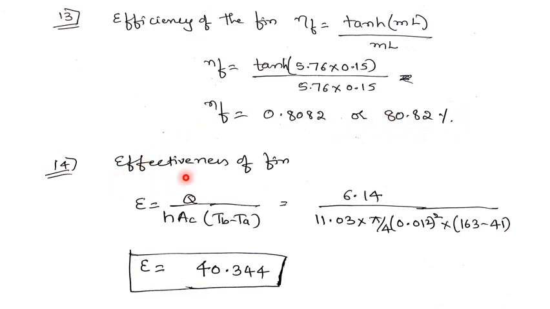Lastly, we'll calculate the effectiveness of the fin, denoted by epsilon, which is equal to Q divided by h into Ac into (TB minus TA), where Q is 6.14, divided by h, the heat transfer coefficient 11.03, into pi upon 4 d square into TB minus TA. So my effectiveness of the circular fin is 40.344.